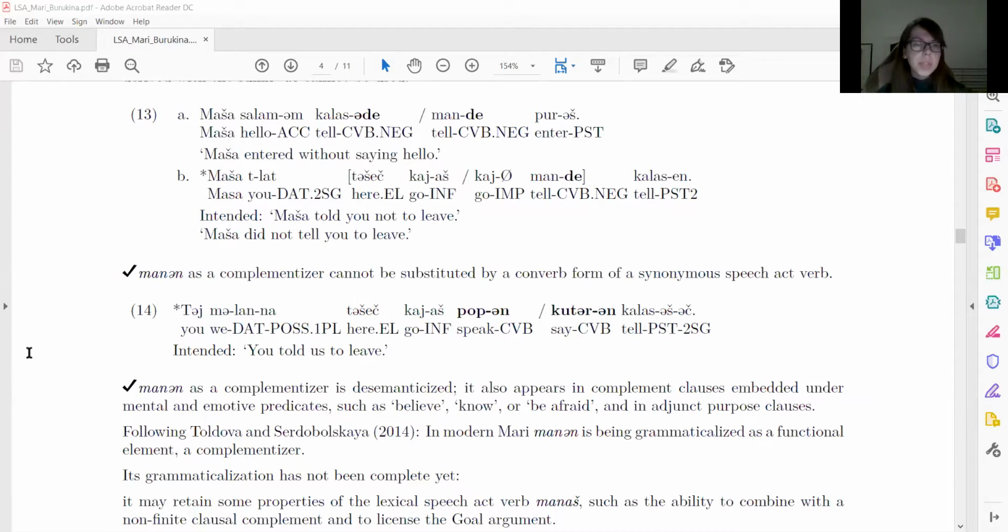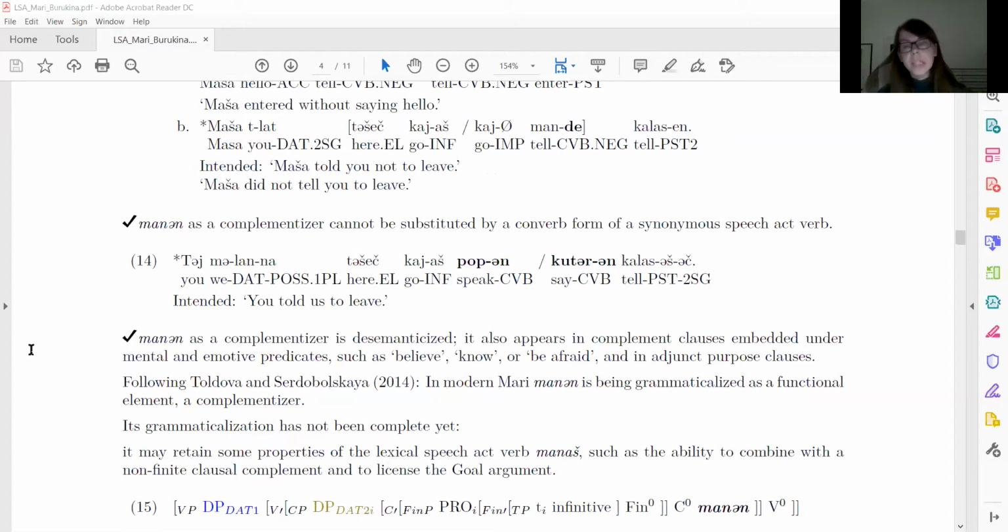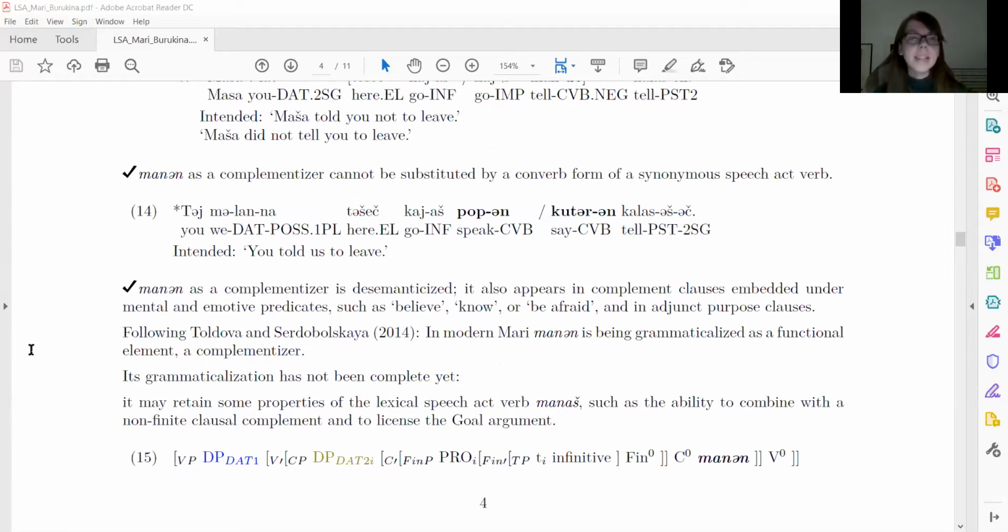So in general, I follow Toldova and Sertobolskaya in that in modern Mari, mannen is being grammaticalized as a functional element. And I would like to propose that we have currently at least 3 different entries for this one item. So on the one hand, we have this lexical form mannen, a converb of a lexical verb, right? On the other hand, we have this fully grammaticalized complementizer mannen that we see, for example, in adjunct purpose clauses.